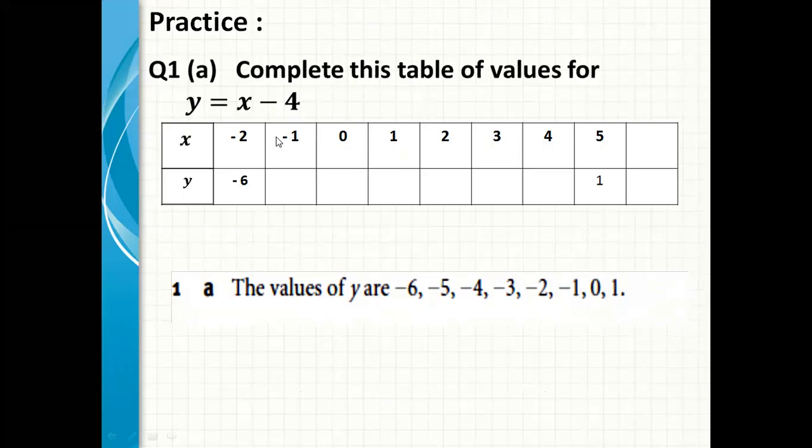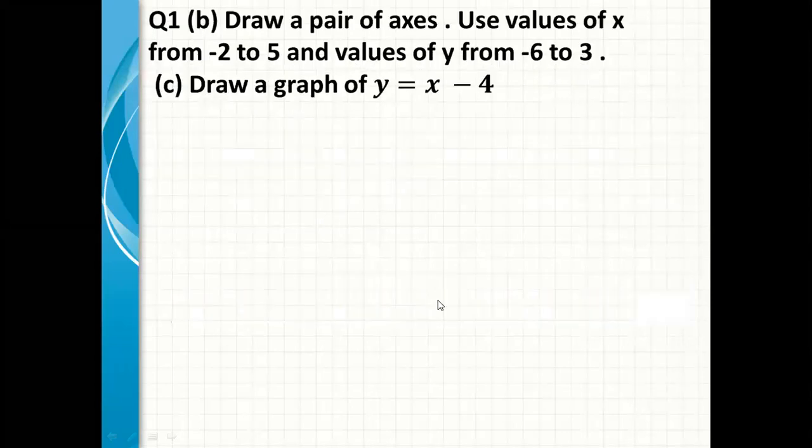So take any value of x, put it instead of x in the equation. So this is negative 1. Negative 1 minus 4. Two numbers that are negative, so we add them, 5, and the sign of both of them is negative. So it's negative 5. And same thing for the other questions.